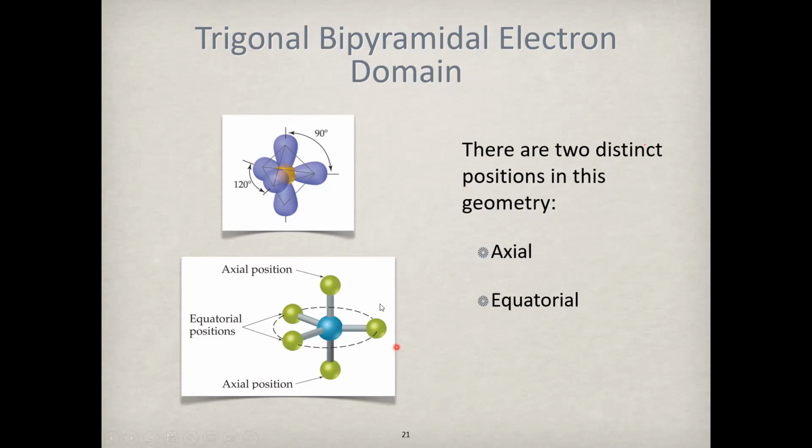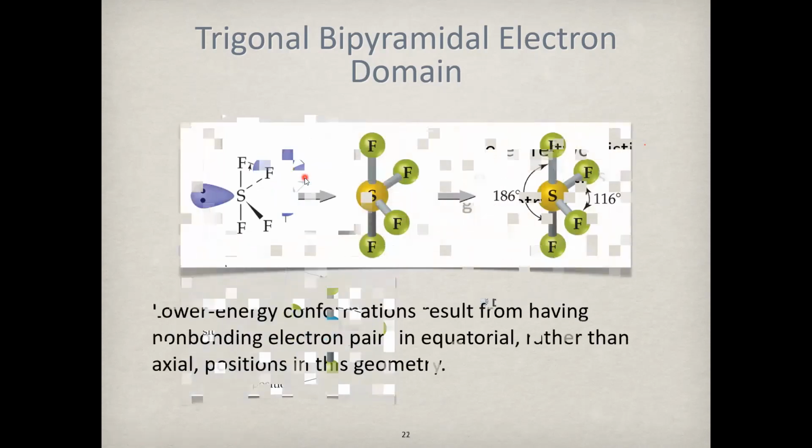So again, with this one in particular, we've got the equatorial, and then we're going to refer to the axial ones, the ones you can think about as the North and the South Pole. And like I was saying, since the equatorial ones are spread out by 120 degrees, when we add the lone pairs, they're going to replace the equatorial atoms rather than the axial ones, just because that bond angle is going to be larger there with the 120 degrees.